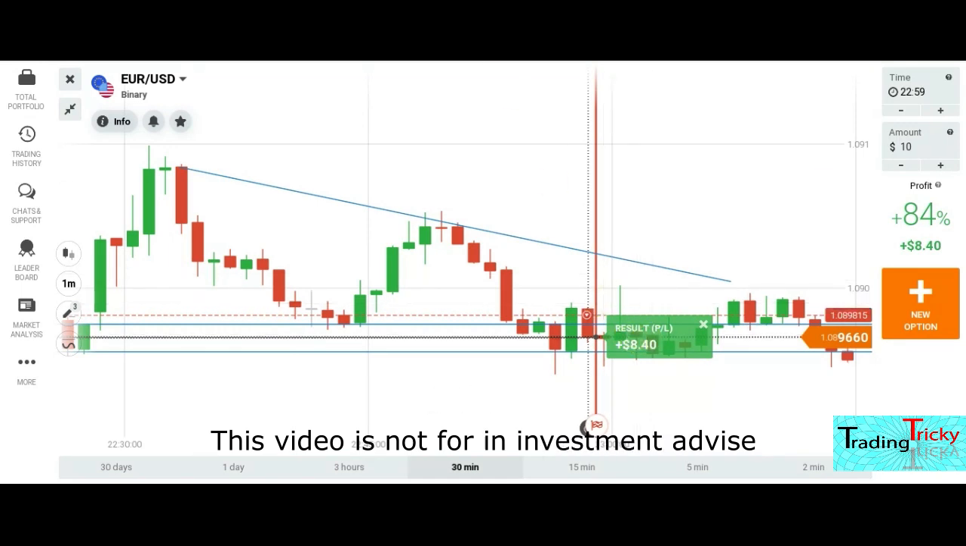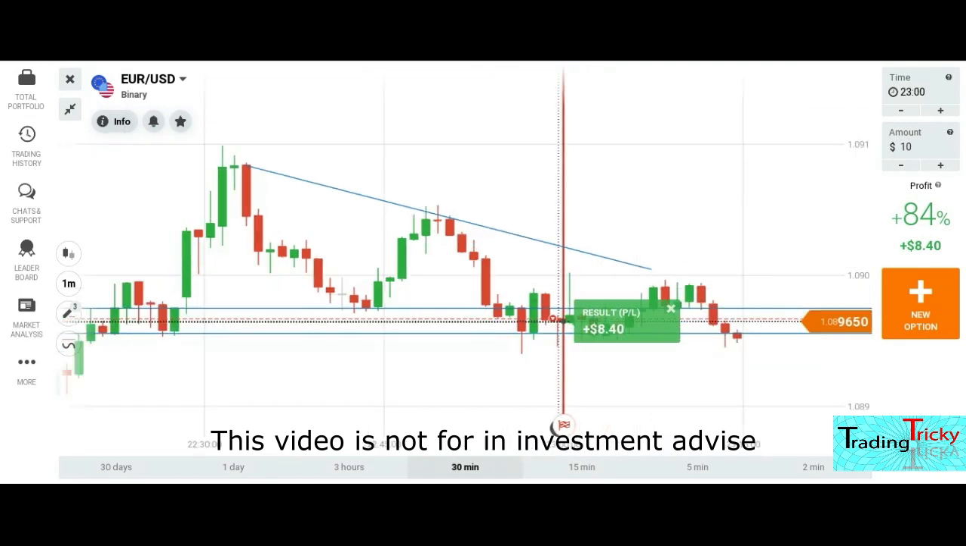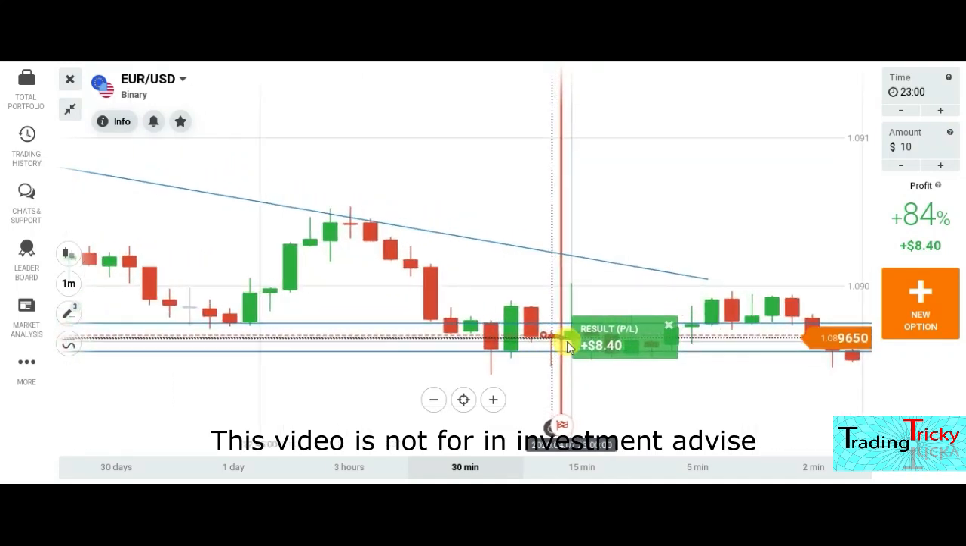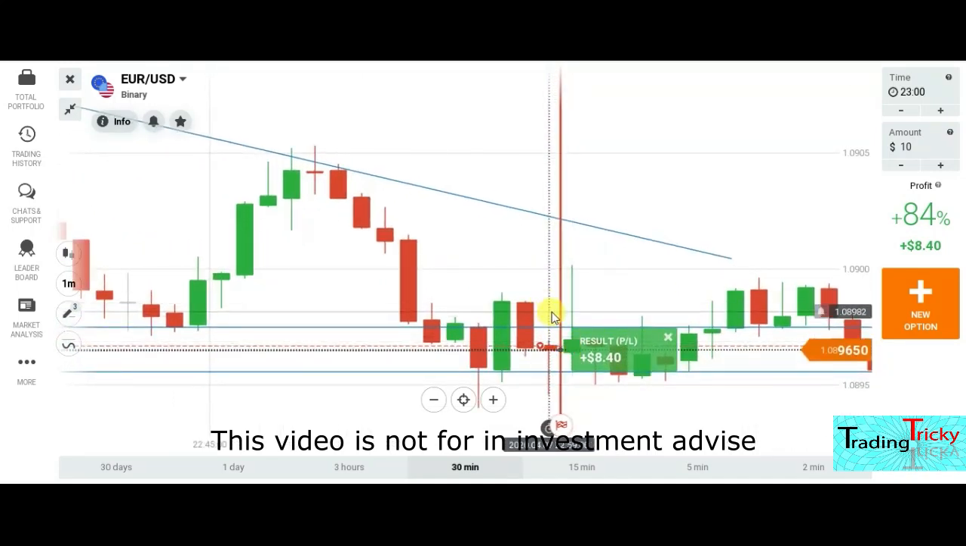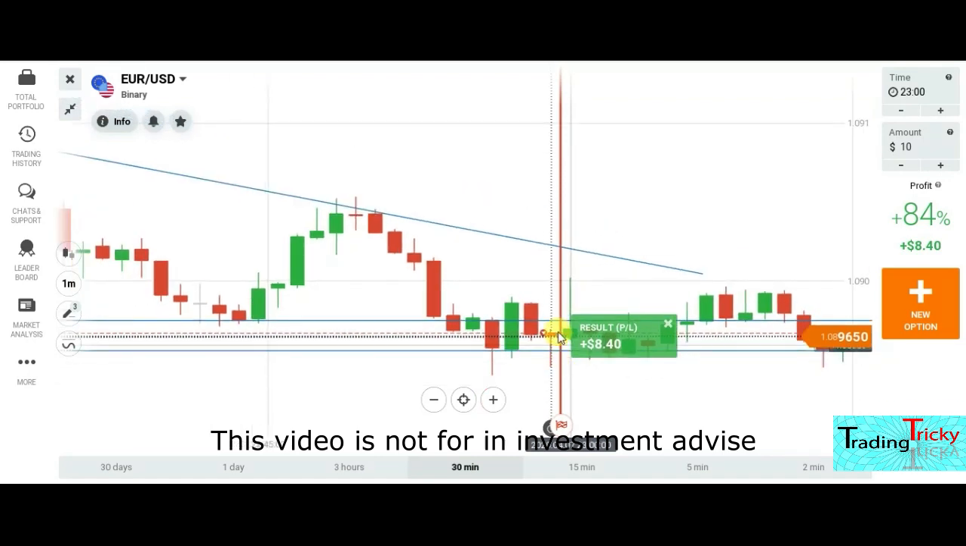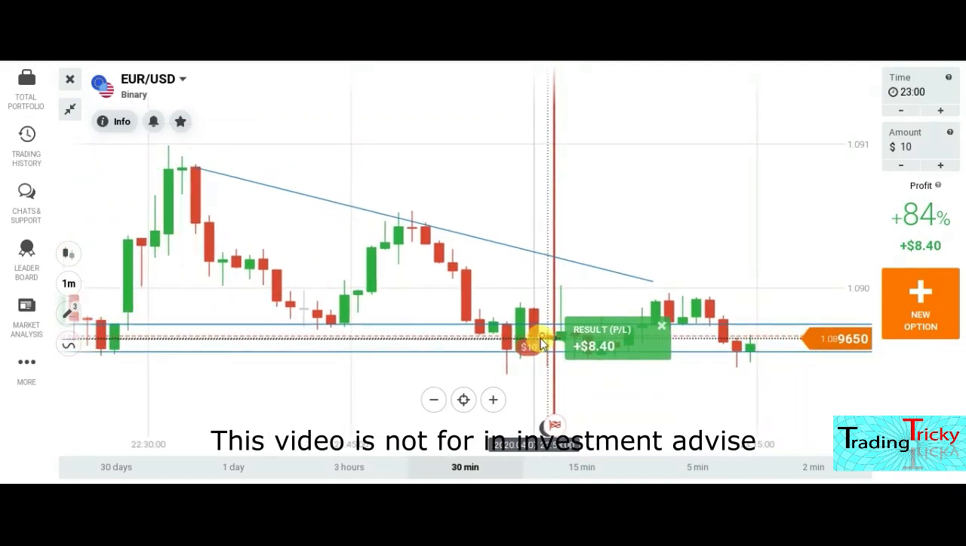So total, and this is my last trade, the sixth trade. When I saw that a bullish candle formed, and there is still some gap, I placed a sale order, and I won this trade. So I have placed total 6 trades, 1, 2, 3, 4, 5, 6, all winning trades.